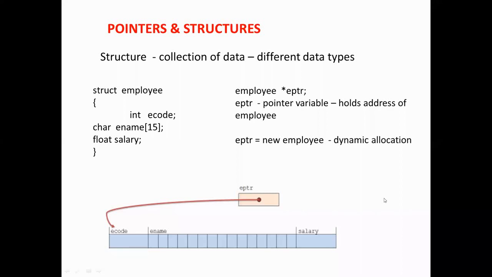So with that, we create a structure pointer. All these we have seen. Employee star EPTR I have given. Can you see? Employee star EPTR, which means that your variable associated with the structure employee is a pointer variable.